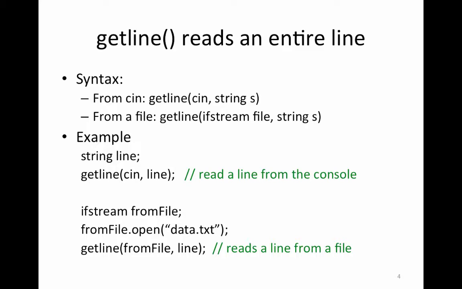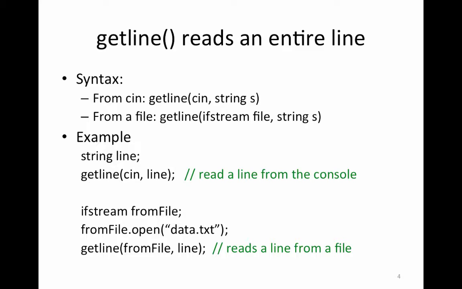So it reads a line, it puts the line into the second argument. So here, getline(cin, line) puts a line of standard input into the variable named line. Here we have a file called fromFile. getline(fromFile, line) reads a line from the file and puts it into the string variable named line. So that's our first problem solved.